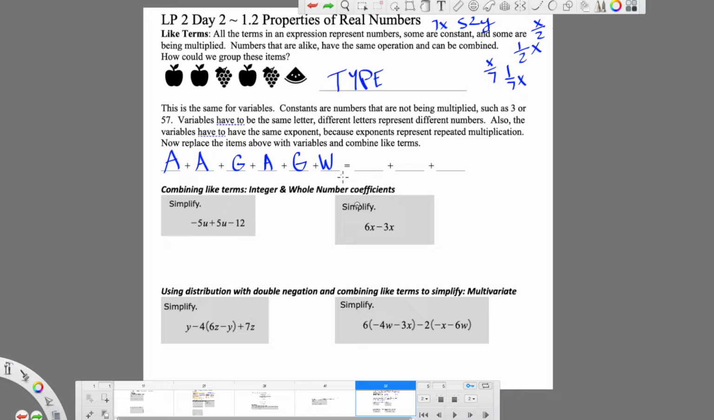Now, will Alex accept a smiley face? No. It's going to require you to do a regular variable. But when you're writing this out on paper, honestly, you can use any symbol you would like as a variable.